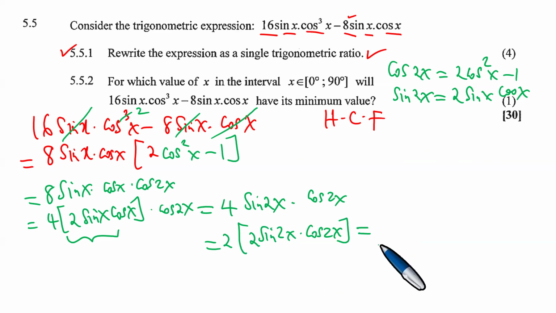Cosine 4x. I mean, sine 4x. Well done. Yeah, sorry, sine 4x. Okay, but you're on point.